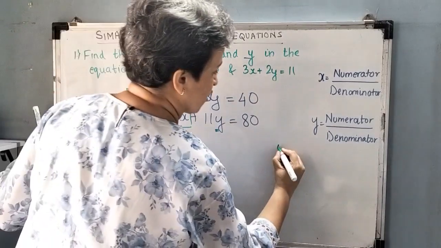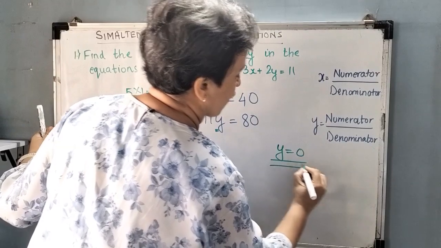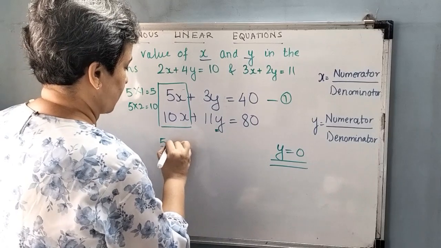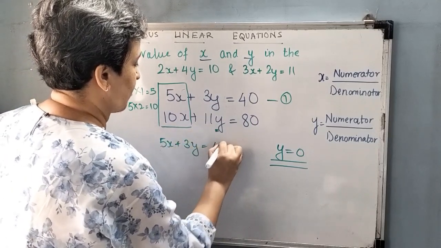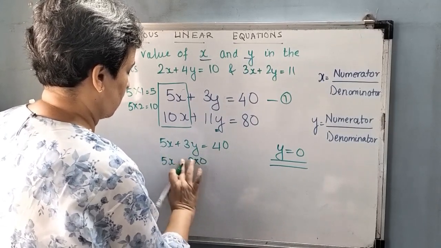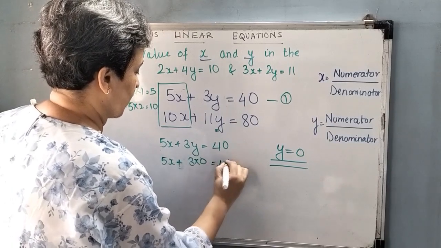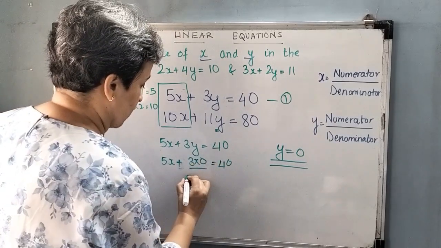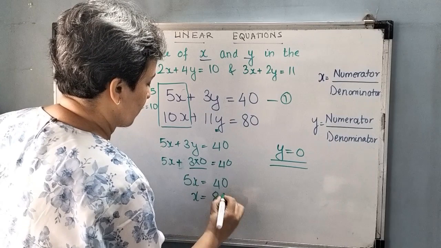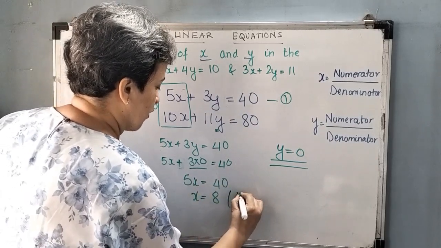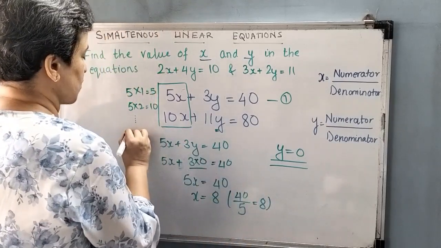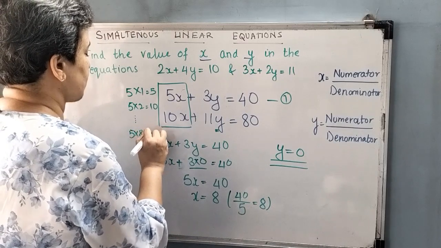Since I know that the value of y is equal to 0 according to the sutra, I will take equation number 1, 5x plus 3y equal to 40. So 5x plus 3 into 0 is 40. Now anything into 0 is always 0. So 5x equal to 40, and the value of x comes out to be 8. 40 divided by 5 equal to 8. You know that as I proceed in the table, 5 into 8 gives me 40.